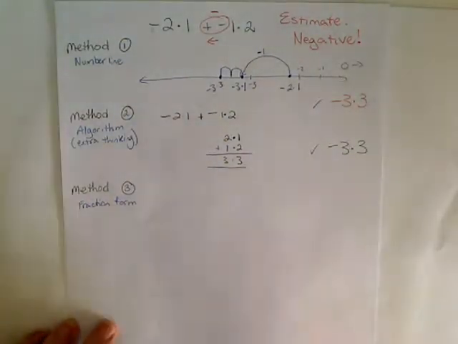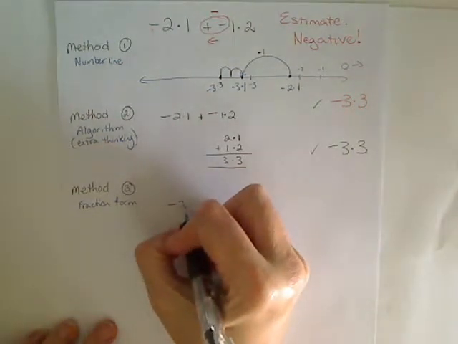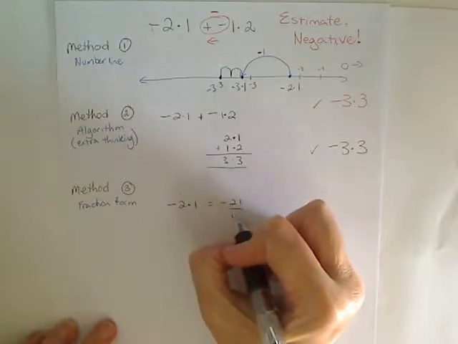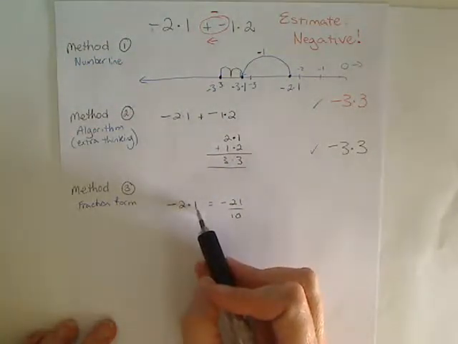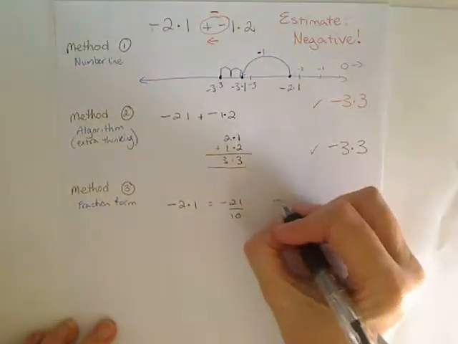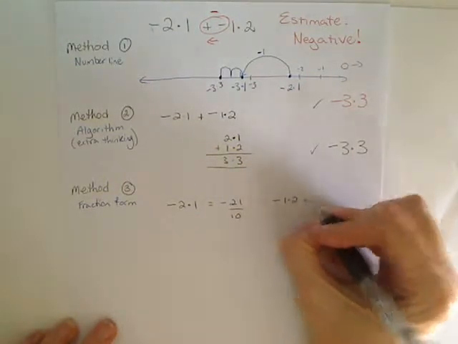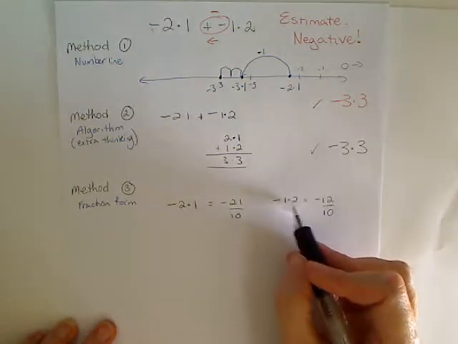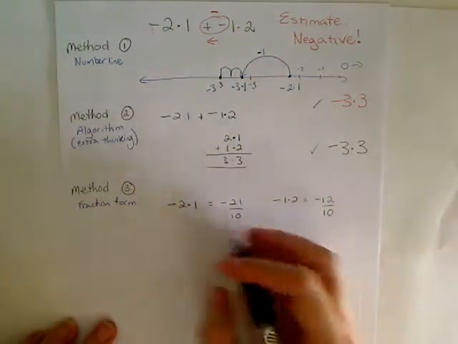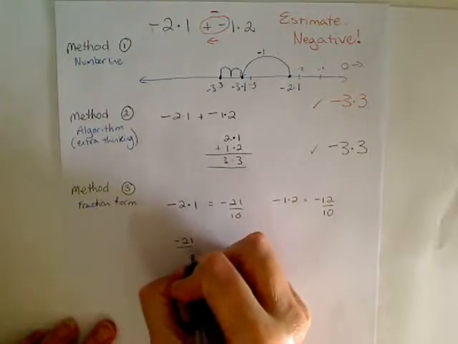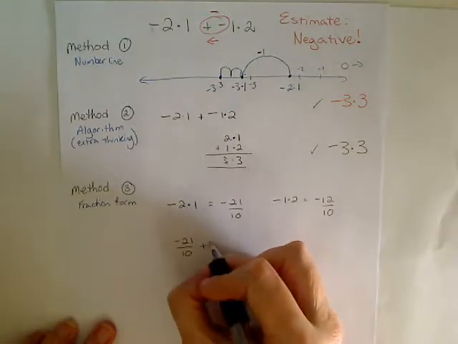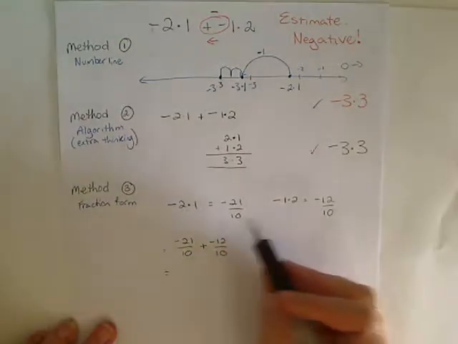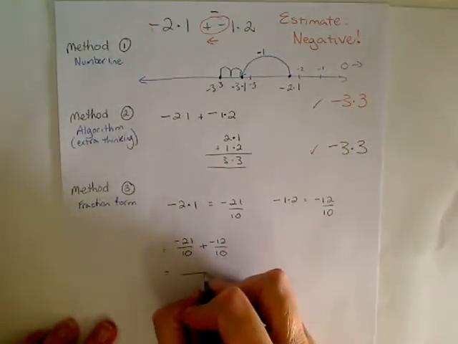Good so far. Let's have a look at the fraction form. Negative 2.1 is the same as negative 21 tenths. There's my tenths, and I read back from there. Negative 1.2 is the same as negative 12 tenths. Find that tenths column and read back from there. Now I can add these up. Negative 21 tenths plus negative 12 tenths. My denominators are the same. I was clever to set that up early.